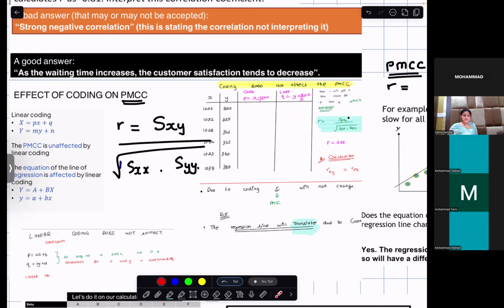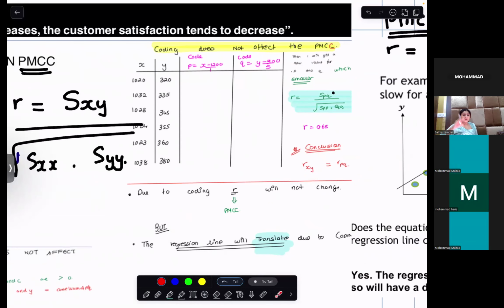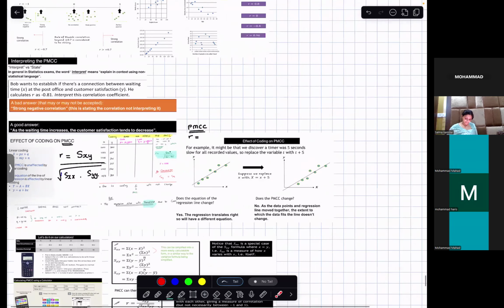One thing you should note is that coding will have no effect on your R. We have done this with examples. If I find Sxy, Sxx and Syy and calculate R using this formula, I will get R as 0.65. If I find it for P and Q also, the PMCC for XY will always be equal to the PMCC for PQ. The strength of the relationship will never get affected due to coding.